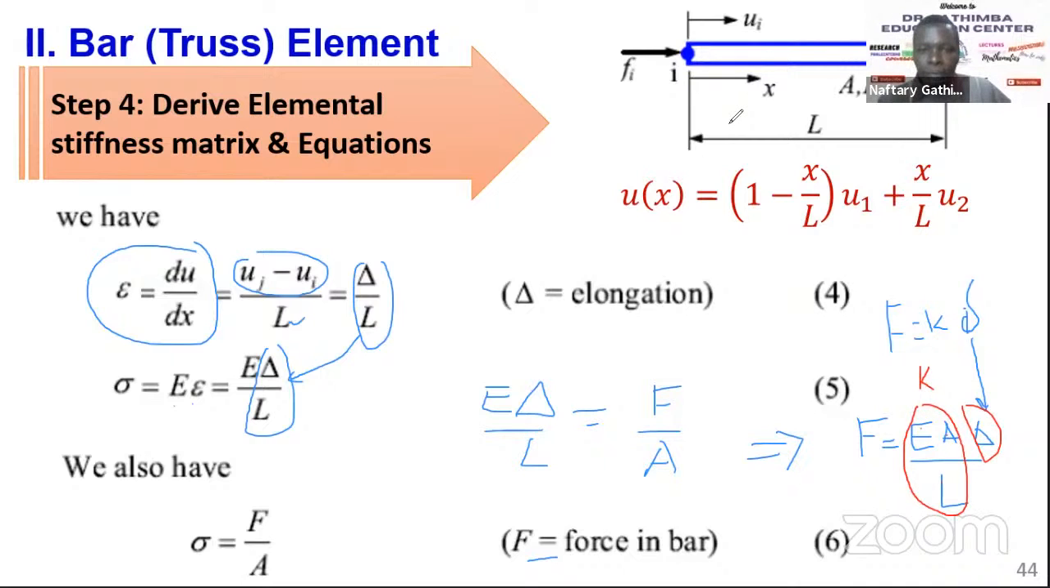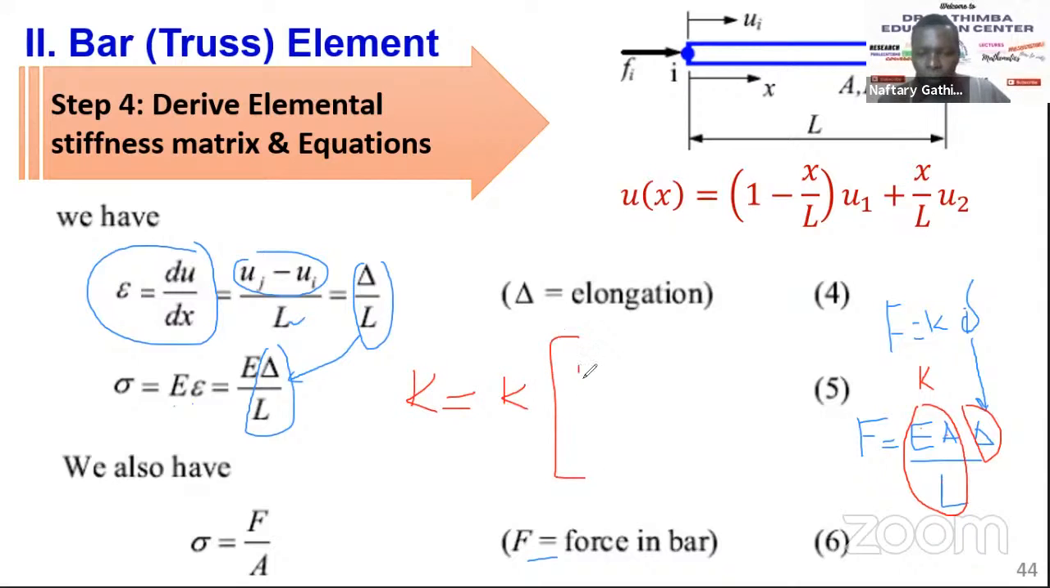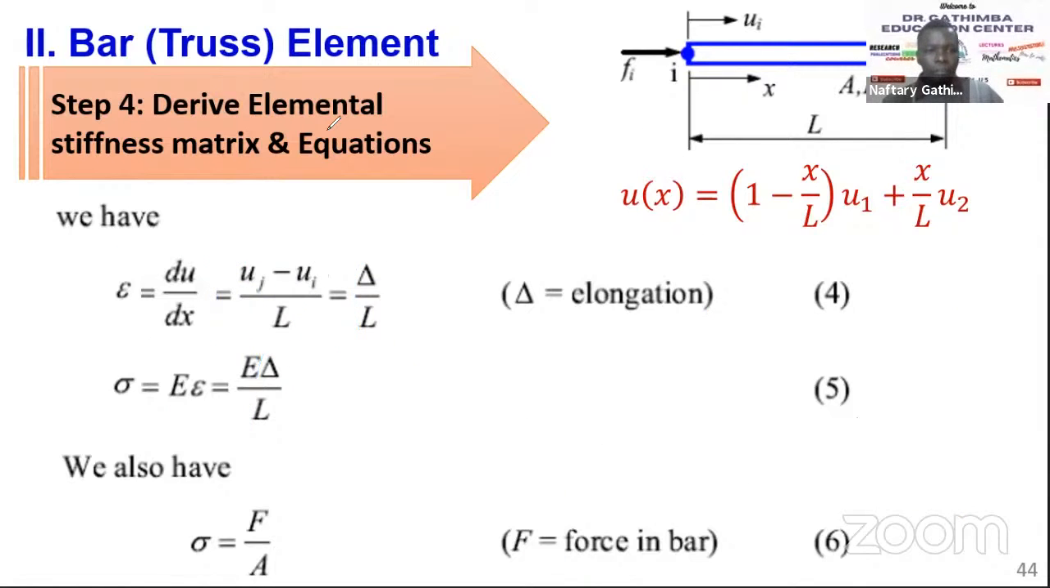Remember another thing, just for your understanding, you should have this at your fingertips always. We said K for the spring element is equal to K times the matrix 1, minus 1, minus 1, 1. That is the stiffness of the spring element. So for the bar element in this case, this K becomes EA over L, the other things remain the same. All right. And now this is what we have in the next slide.